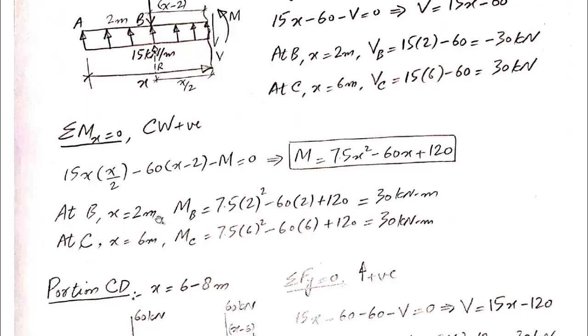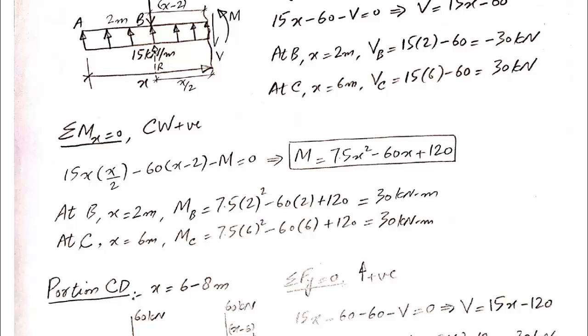At B, x is equal to 2 meters. So MB, when we put x equal to 2 meter in this equation, turns out to be 30 kilonewton meter, and this is positive. For point C, x is equal to 6 meter, MC is equal to 7.5 into 6 square minus 60 into 6 plus 120, and we get 30 kilonewton meter. Now in this case we are getting same value of bending moment for both the points.